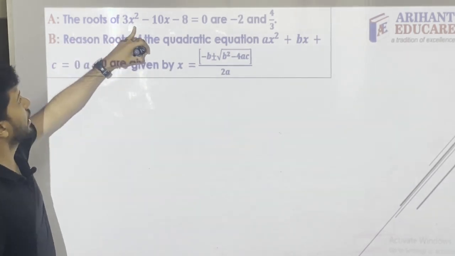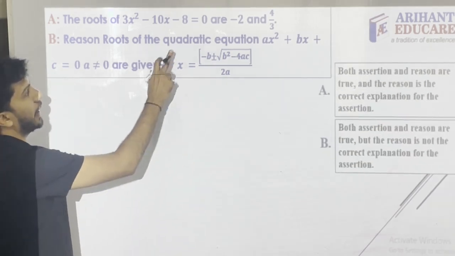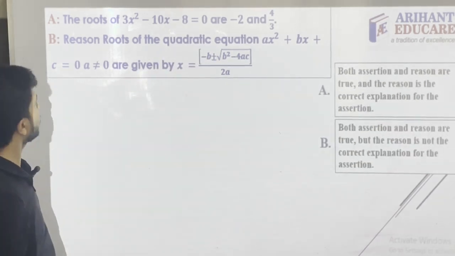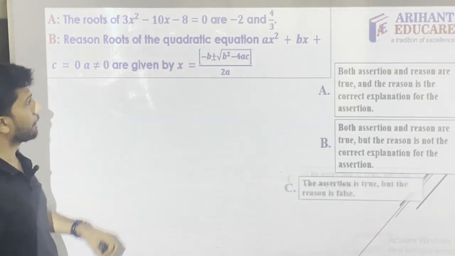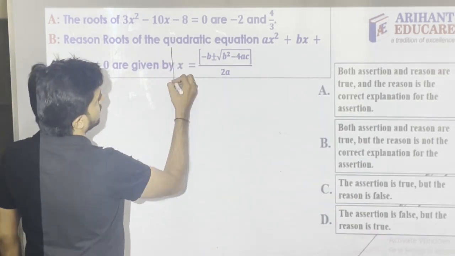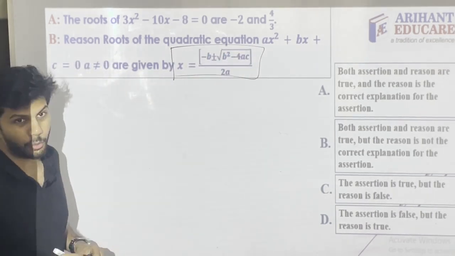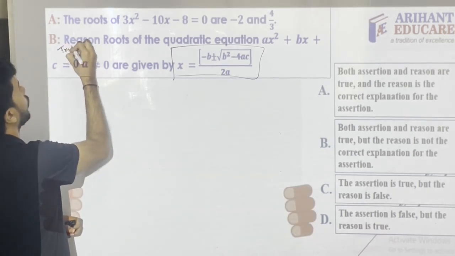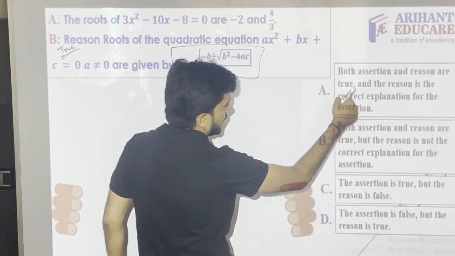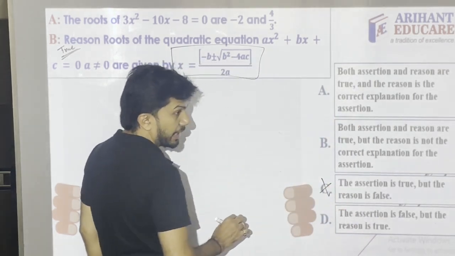The roots of 3x square minus 10x minus 8 equals to 0 are minus 2 and 4 by 3. Reason: roots of the quadratic equation are given by... So we know that, is this the correct formula? Minus b plus minus square root of b square minus 4ac upon 2a. Yes, it is the correct formula. So our reason is entirely true. So reason is true. It can be this, or it can be this, or it can be this. This is not the case.